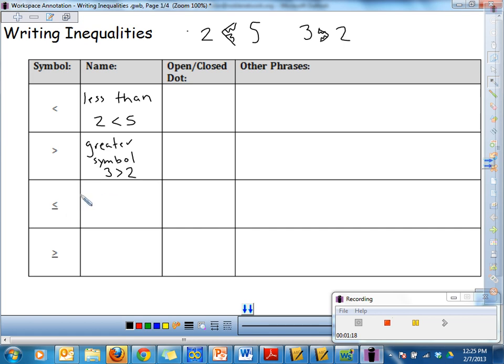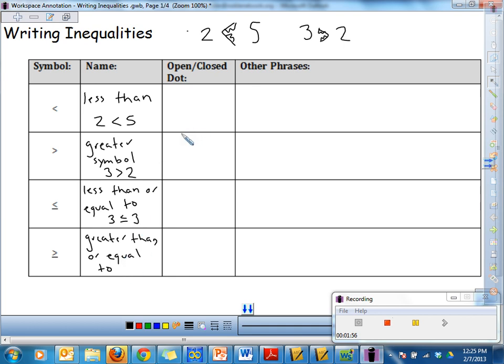These two symbols are similar except we add one more part. Because it has this line underneath, we add an equal to. So this symbol is less than or equal to. This symbol is greater than or equal to. Now, because it has this equal to, I could maybe write an example like 3 is less than or equal to 3. Because I have this equal to, I can have the same number on either side because this number has to be less than or equal to this number.